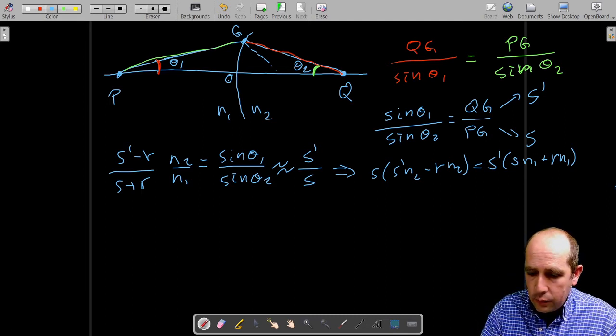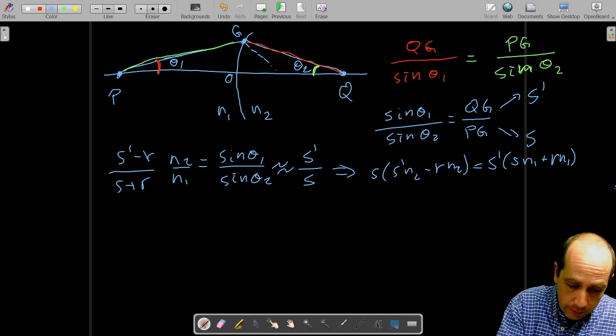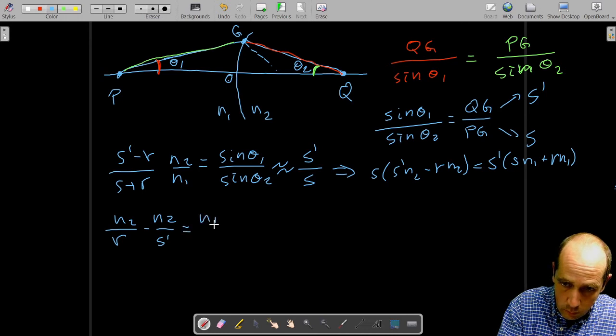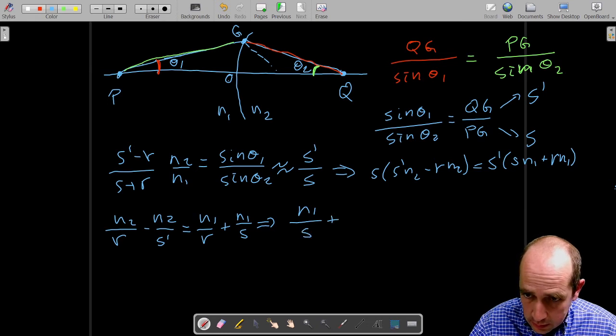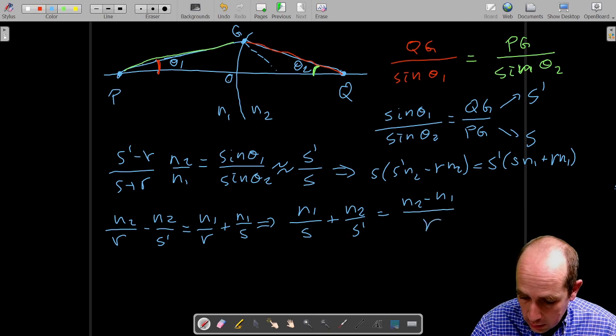Right, and again, if we divide by S times S' times R, what we obtain is the following. n2 divided by R minus n2 divided by S' equals n1 divided by R plus n1 divided by S. And from here, what we obtain is n1 divided by S plus n2 divided by S' will be equal to (n2 minus n1) divided by R.